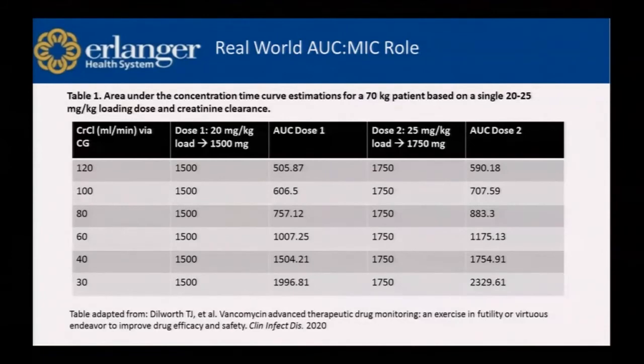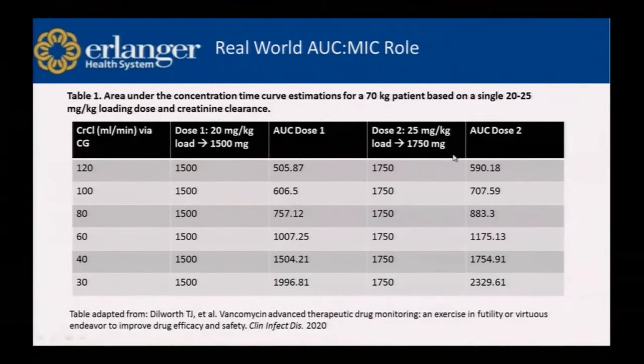And before we hop into a case, I'd like to talk a little bit about loading doses. So this was another pharmacokinetic model that used a 70-kilogram patient and calculated AUC doses based on a dosing regimen of 20 mg per kilo load or a 25 mg per kilo load. And they found that when using a dose of 20 mg per kilo loading dose, even in patients with really good renal function, this loading dose provided adequate AUC to MIC of greater than 400, as you can see here.